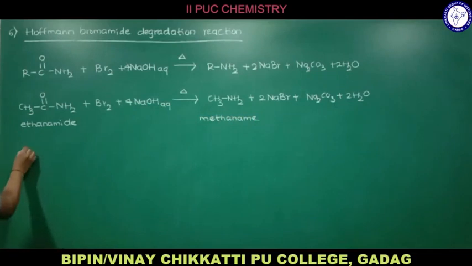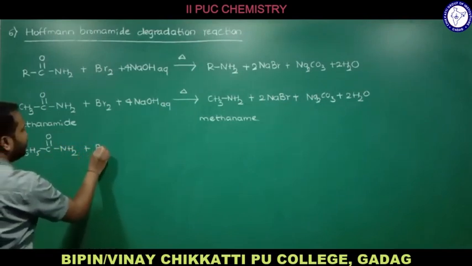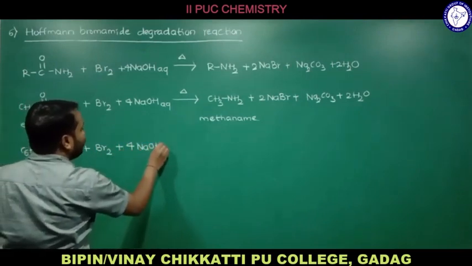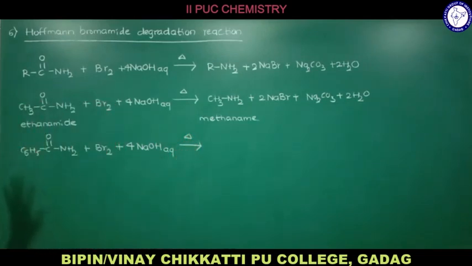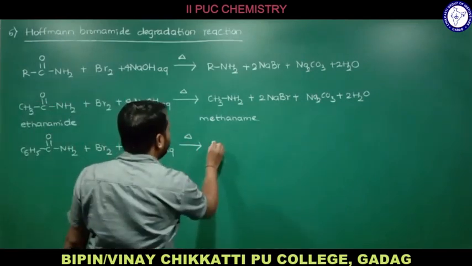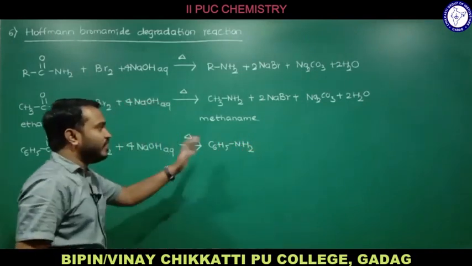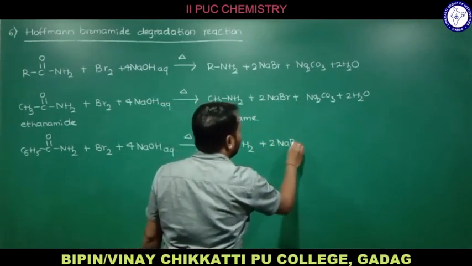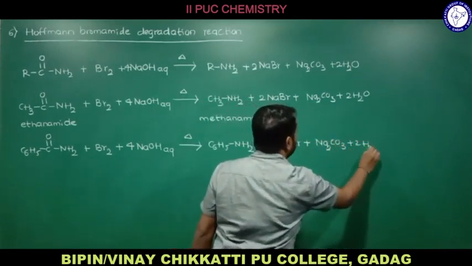One more example I can consider: C6H5, phenyl group, C double bond O, NH2. When it is treated with bromine and aqueous NaOH, sodium hydroxide, this is benzamide, and after that we are going to get C6H5NH2. I hope you know the name of this C6H5NH2: it is aniline. Of course we get the other products as common, sodium bromide, sodium carbonate, and 2H2O.